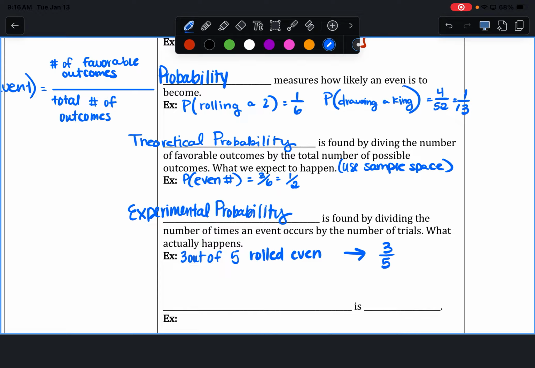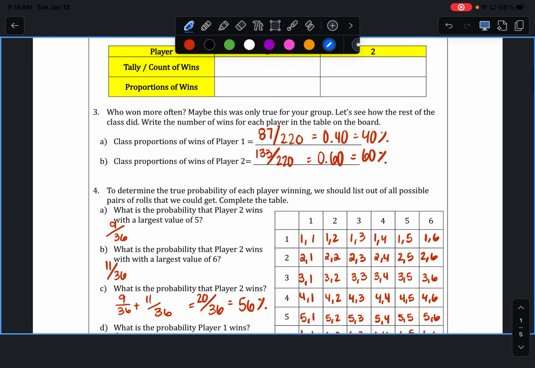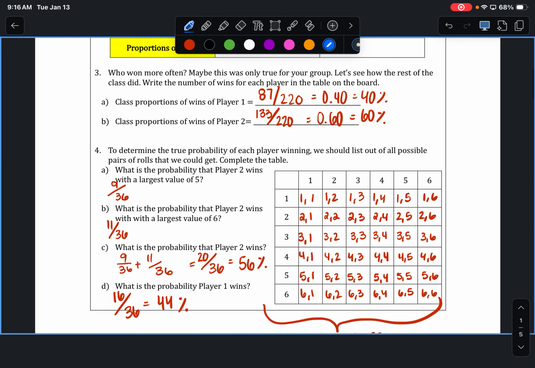So I'm going to flip back to our page from yesterday real quick. So yesterday we all played the game. We had the 2 dice, we rolled them, we see which player won, right? And we calculated our class's data. This is us doing an experimental probability. Then we said, okay, let's see what's actually going to happen, like what our actual chances of stuff happening is.